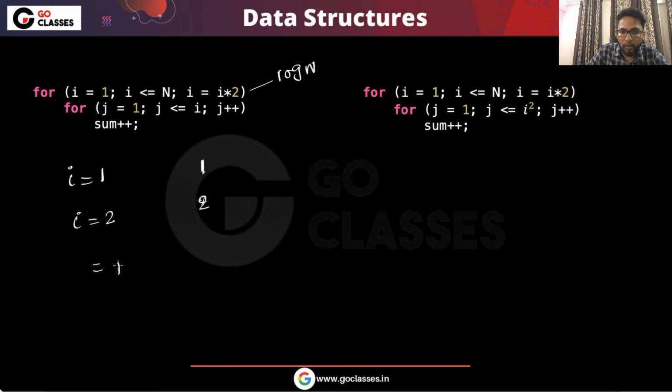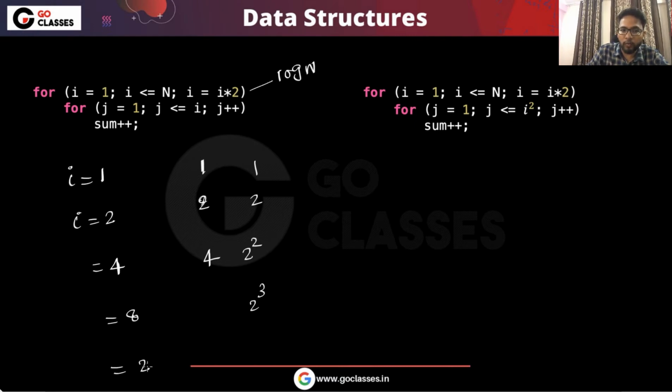For i equal to 4, how much time will it be running? 4 times. Then i will be 8, so it will be 2 power 3, because i will be 4 into 2, which is 8. For i equal to 8, it will be running 8 times.